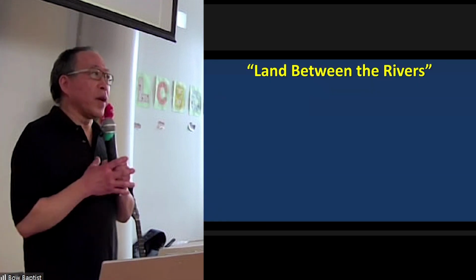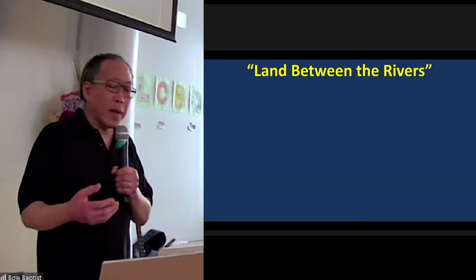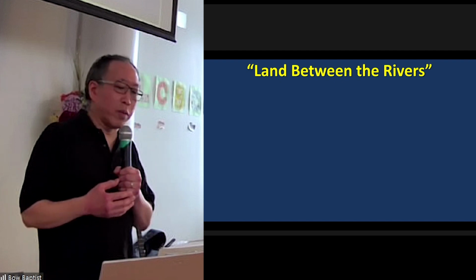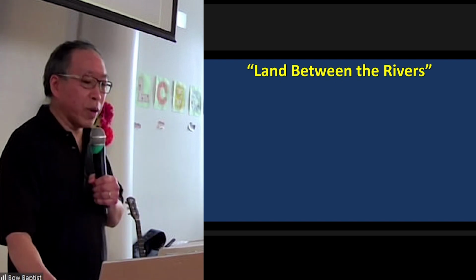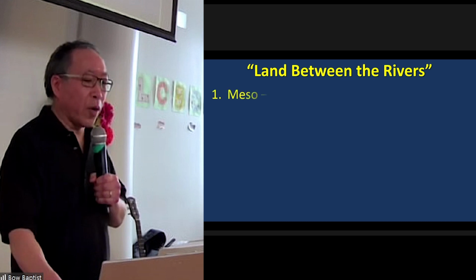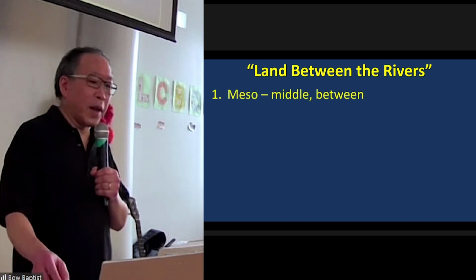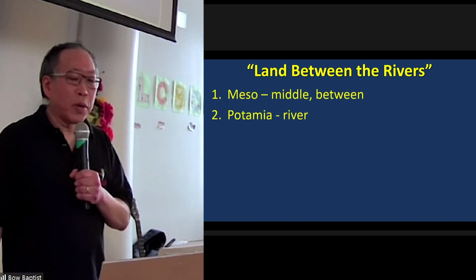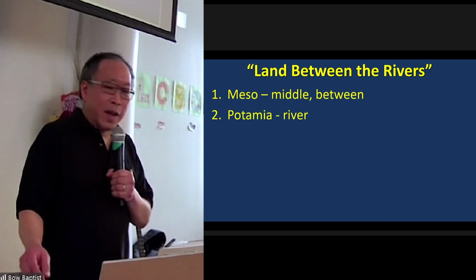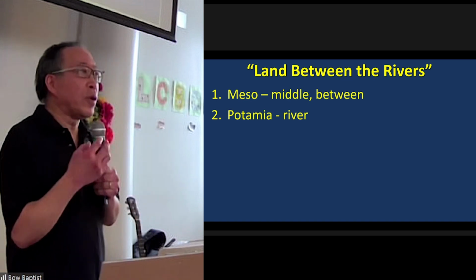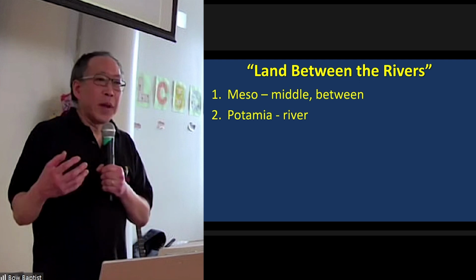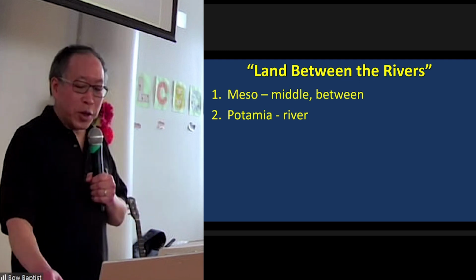Now, Mesopotamia is actually defined as the land between the rivers. It literally means land between the rivers. It comes from two Greek words, meso, meaning middle or between, and potamia, river. Now, in fact, we use this Greek word for river in our ordinary English language.